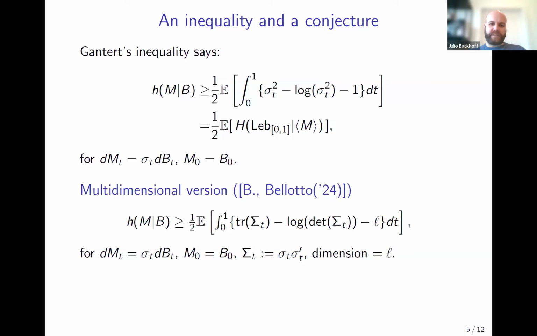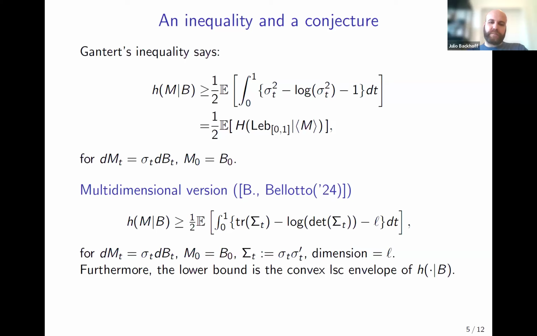What was interesting in this extension was that we explored the idea of the lower bound being very sharp. That's what you want to understand in this business. We were in fact able to show that this lower bound, if you see it as a function of the law of M, is the convex lower semi-continuous envelope of the upper bound. So it's very well adjusted to the left-hand side.